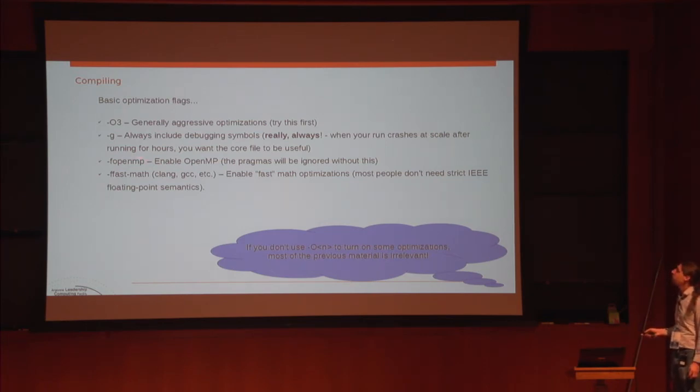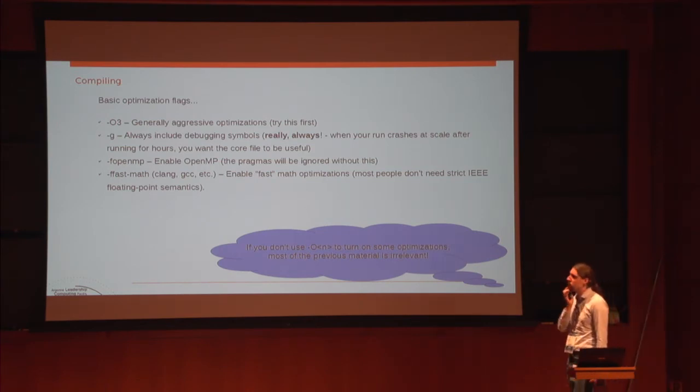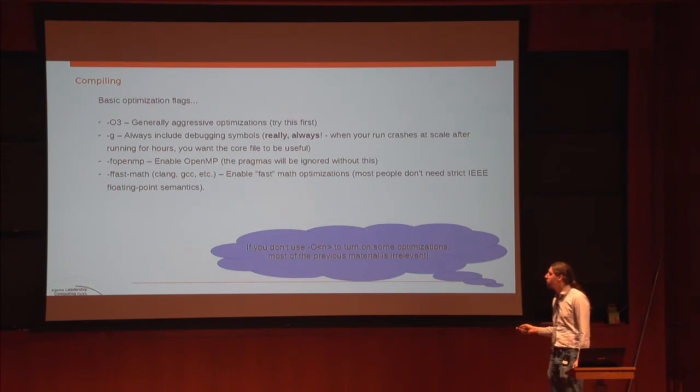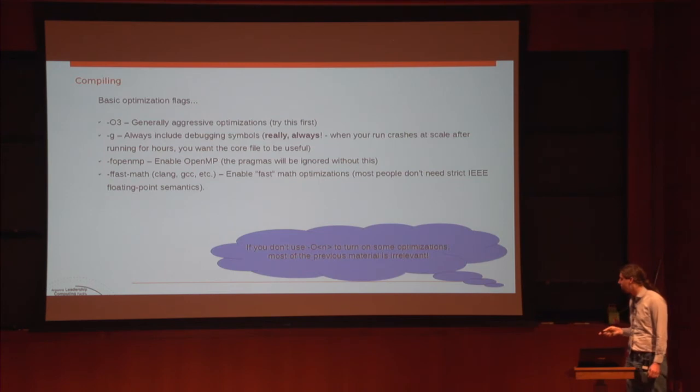If you have OpenMP in your program, then you have to turn it on. -fopenmp is the flag that most compilers use for that purpose. And the other thing is that most compilers by default will give you strict IEEE floating point semantics, which is not normally necessary for most scientific programs. And there's a fast math flag which will turn those off and enable the compiler to do extra optimizations that will give you more performance.